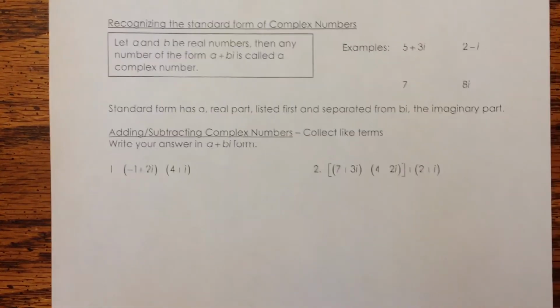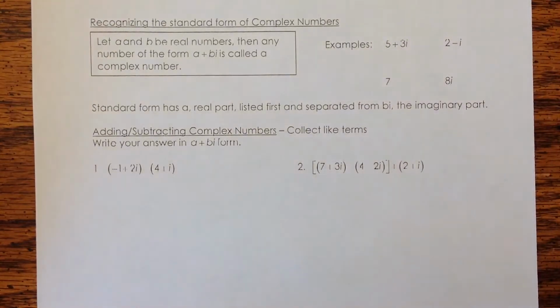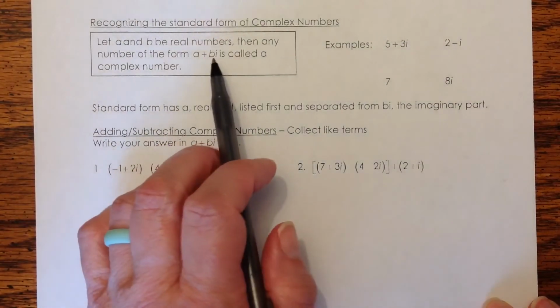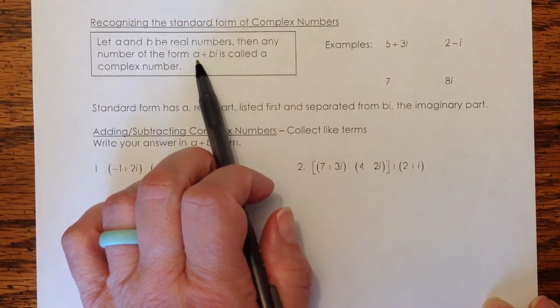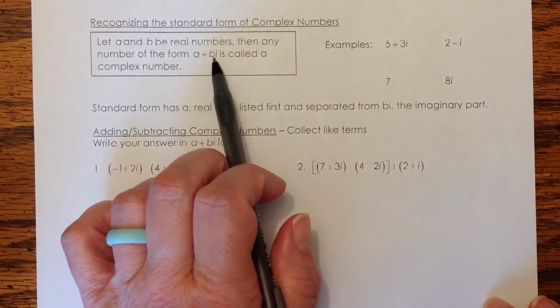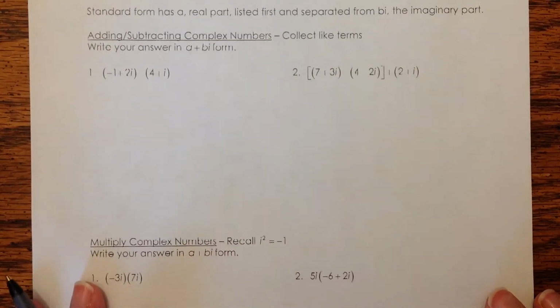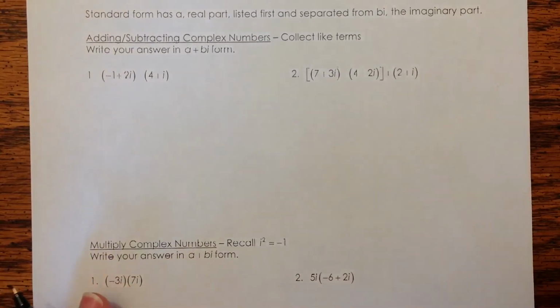The final portion of 7-7 is looking at complex numbers that have both a real and imaginary part to them. An imaginary part will always have i with it. So if a complex number has a real part and an imaginary part, standard form is a plus bi. And so we're going to look at complex numbers that have both a real and imaginary part. And we're going to work on, first, adding and subtracting.